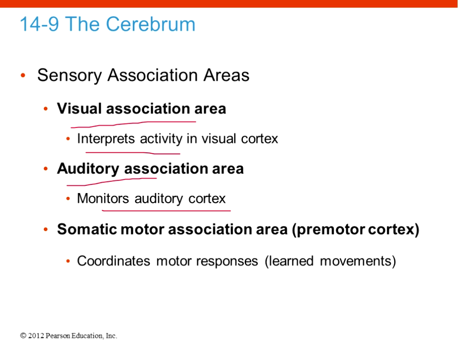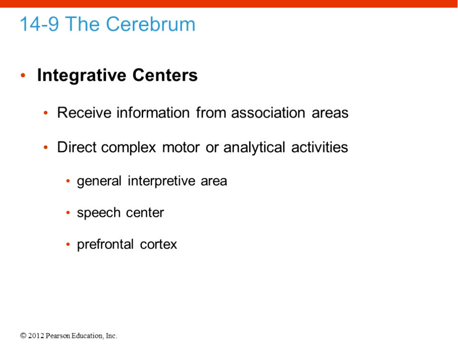There are visual association areas that can interpret what arrives at the visual cortex. Auditory association areas monitor and interpret what's arriving from our ears, the ability to hear. And so these types of association areas increase the complexity of what the brain can do in terms of analyzing what's being sent to these areas of the brain.